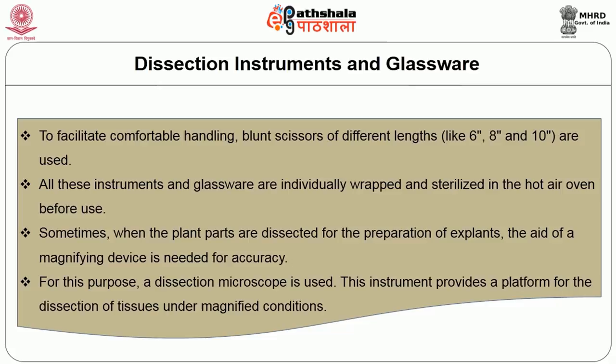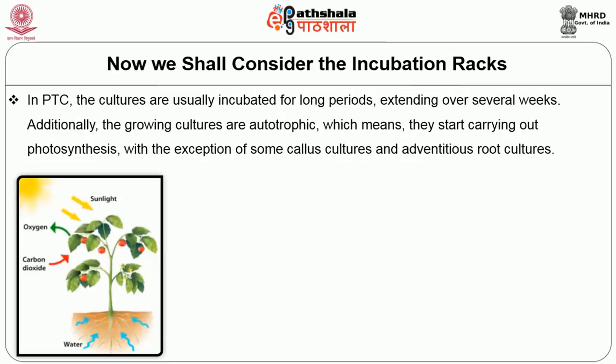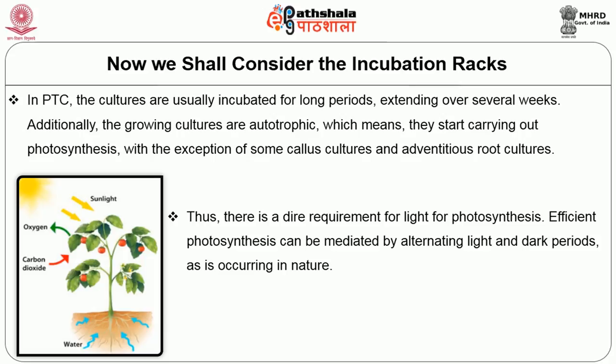In PTC, the cultures are usually incubated for long periods, extending over several weeks. Additionally, the growing cultures are autotrophic, which means they start carrying out photosynthesis, with the exception of some callus cultures and adventitious root cultures. Thus, there is a dire requirement for light for the photosynthesis to occur. Efficient photosynthesis can be mediated by alternating light and dark periods, as is occurring in nature.